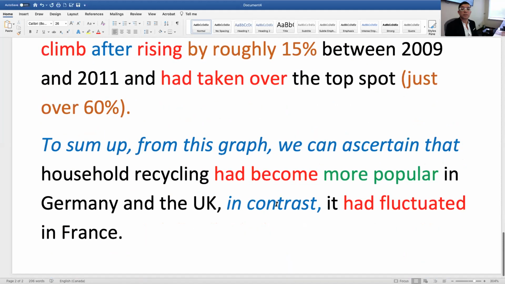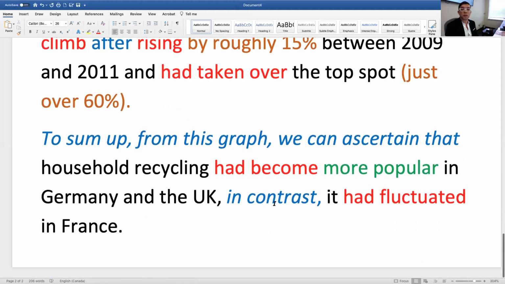Okay. Good. What about Fahima? Is she good? Yeah. Sorry, I was busy with something. No problem. Okay. Fahima, read the last part for us. Okay, to sum up from this graph, we can ascertain that household recycling has become more popular in Germany and the UK. In contrast, it had fluctuated in France. Good.